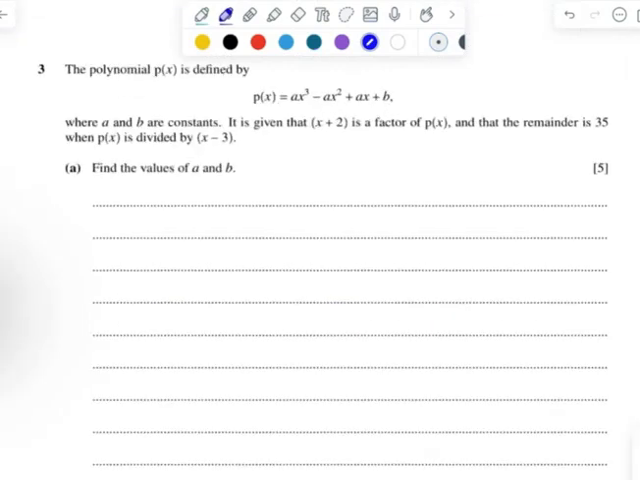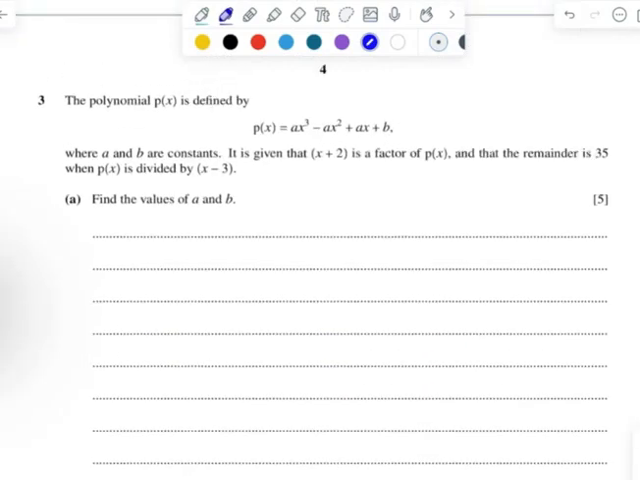All right, let's just jump right into the next question. So here we're looking at polynomials, polynomial division, and the remainder factor theorem. It says a polynomial is defined by, and then it's got some a's and some b's in the polynomial. A's and b's are constant. It is given that x plus 2 is a factor.